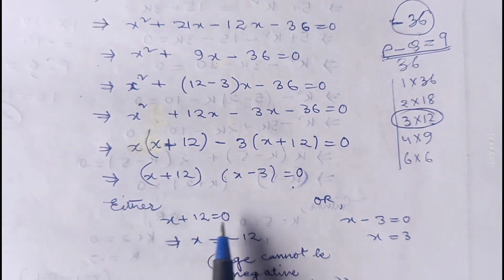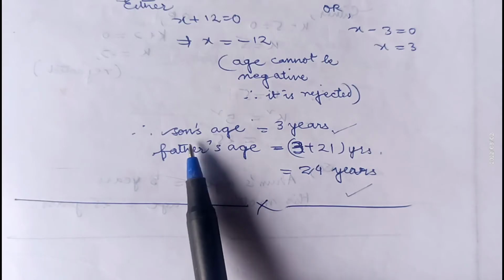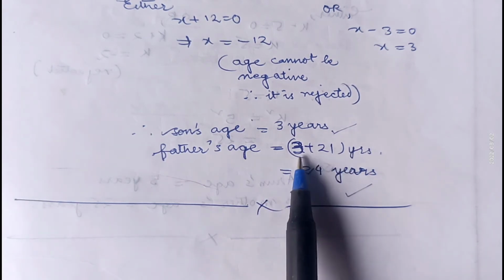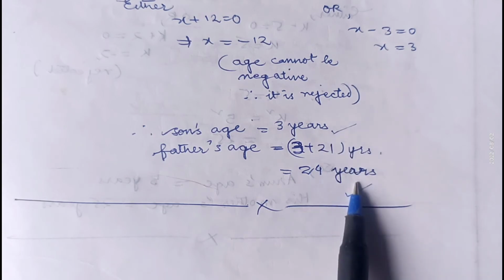If I consider x plus 12 is 0, then x will be minus 12. And we know age of a person cannot be negative. So we are rejecting this part. So x equals 3. So son's age will be 3 years and father's age will be x plus 21. So it will be 3 plus 21 equals 24 years. And that is the required answer.